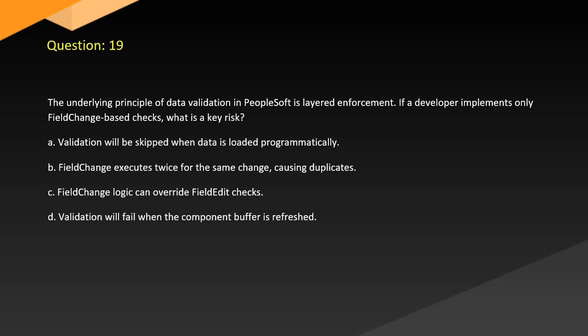Question 19. The underlying principle of data validation in PeopleSoft is a layered enforcement. If the developer implements only field change-based checks, what is a key risk? A. Validation will be skipped when data is loaded programmatically. B. Field change executes twice for the same change, causing duplicates. C. Field change logic can override field edit checks. D. Validation will fail when the component buffer is refreshed.